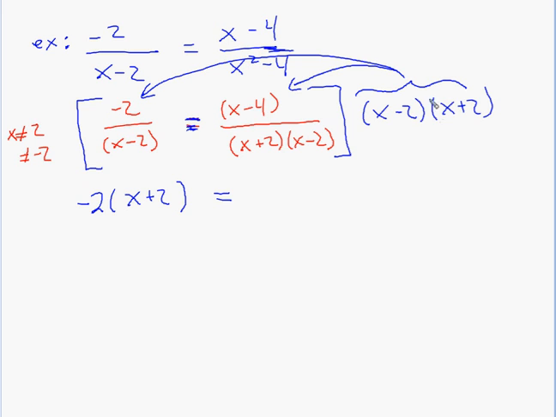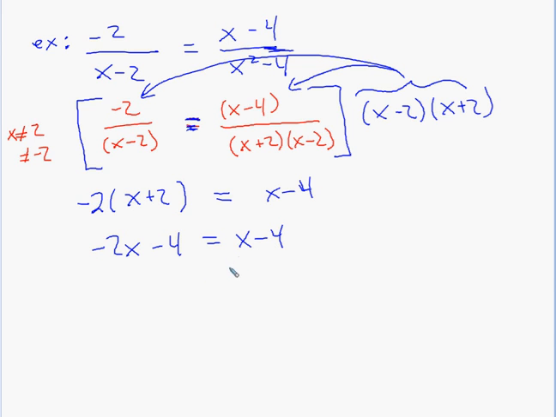In the next fraction, what cancels? Both the x plus 2 and the x minus 2, all of it, right? So I have 2x minus 4. What do you think we should do next? Distribute that negative 2. So I get negative 2x minus 4 equals x minus 4.